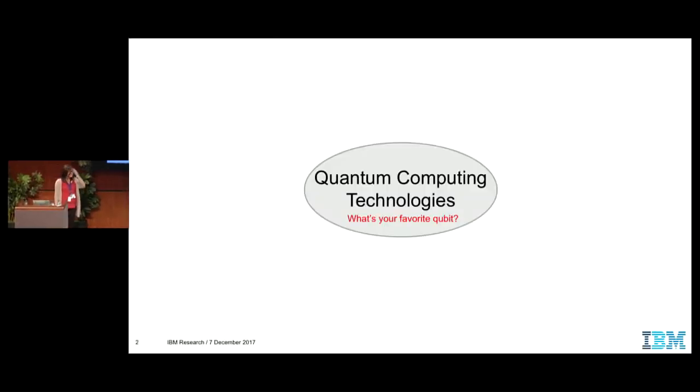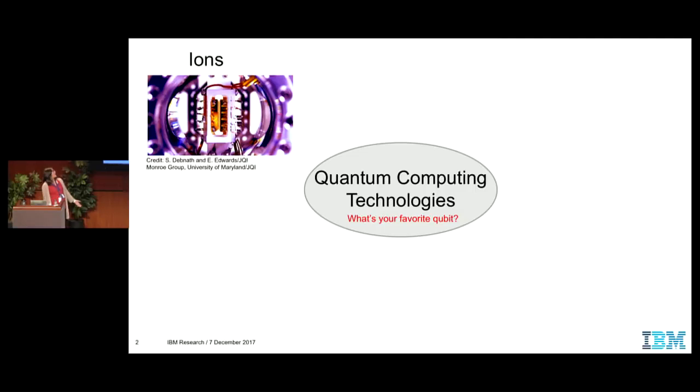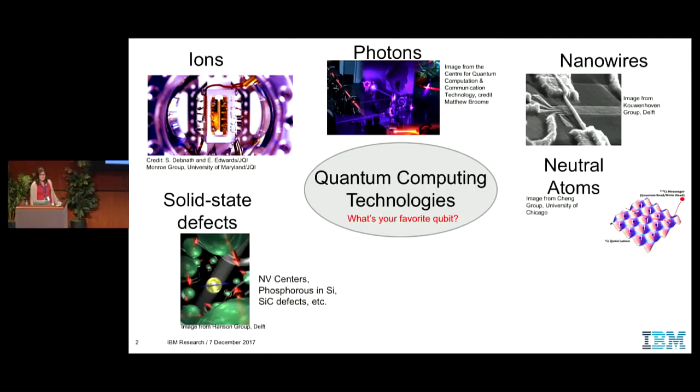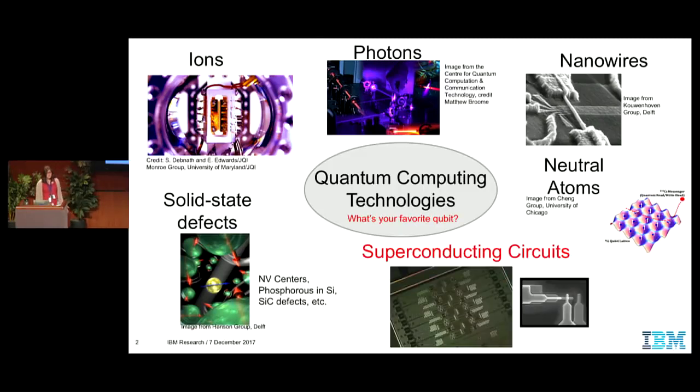There are many types of quantum computing technologies, and you could ask the question, what's your favorite qubit? Some might answer ions, photons, nanowires, solid-state defects, neutral atoms. But at IBM, we like superconducting circuits. So in this talk, I'm going to focus on superconducting circuits.